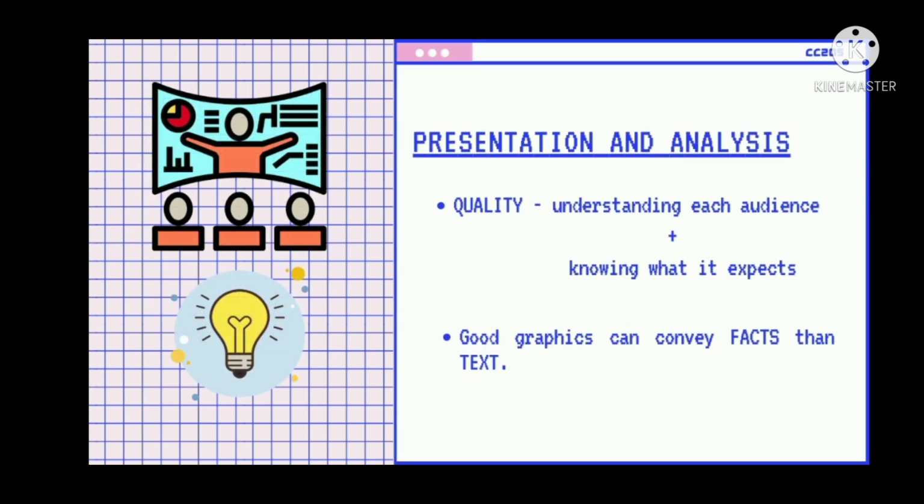Presentation and analysis. It should not be forgotten that the potential of information to make an impact on its audience often depends on how it is presented. Quality in this respect means understanding each audience and knowing what it expects.